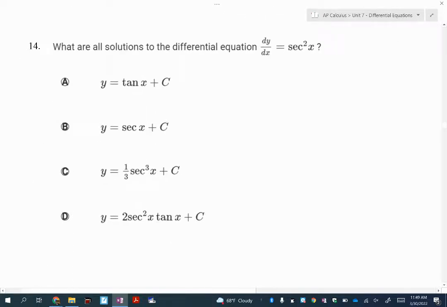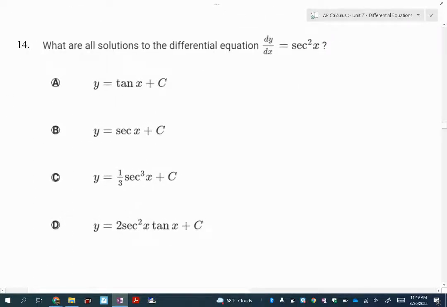Let's try 14. What are all the solutions to this differential equation? Again, when I look on the right side, if I don't see the letter y as well, I'm just going to think of this as just a strict antiderivative problem. All right, so I'm looking to go backwards from secant squared. And I know it's been a while. I'll show you the formula sheet again in class. But the derivative of tangent of x is secant squared. So that's why it is letter A.